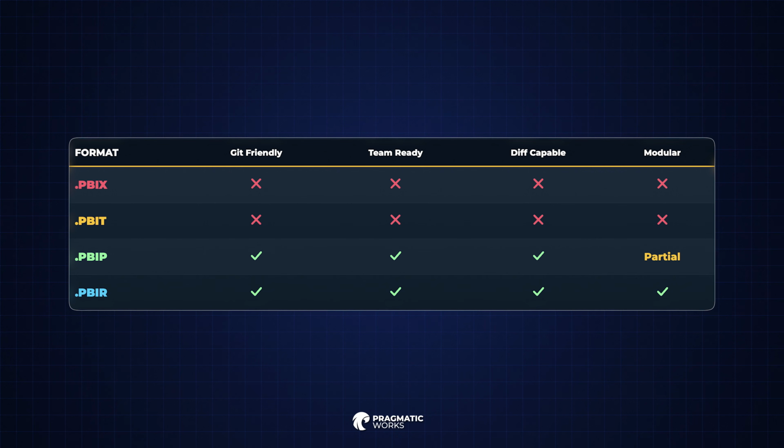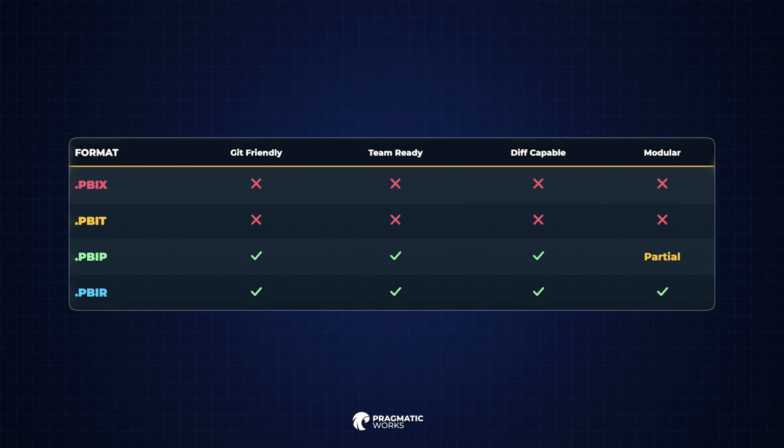Then we have PBIP, the project folder, the plain text, modular, Git-friendly. That's the main thing here. The right way to build Power BI for teams. Enables diffing, so you can do differential verification on code, merging, branching, CI/CD, code review, everything you'd expect from professional software development. And then, of course, the enhanced report format, PBIR.